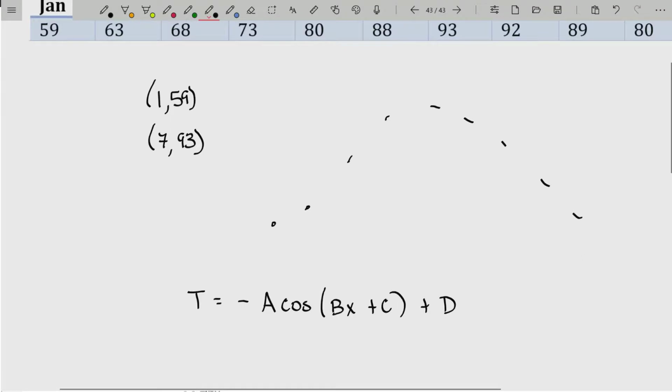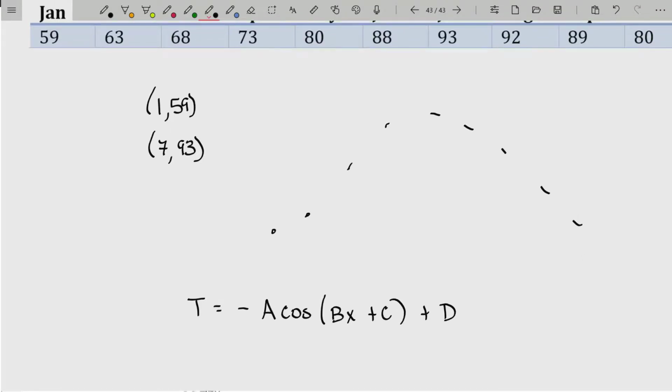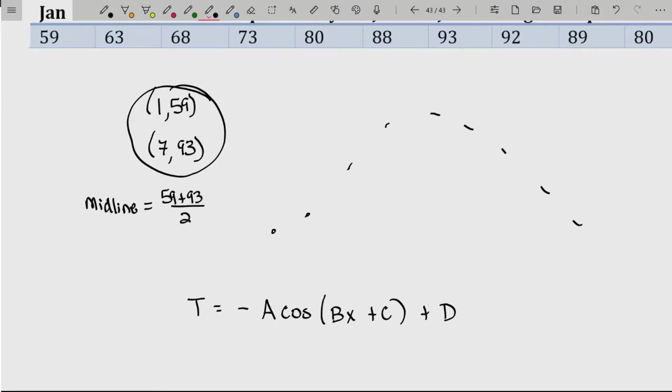And to find out what the amplitude is, we're going to find the midline here and the distance between the highest high to the midline or the lowest low to the midline. It doesn't actually matter. The midline is going to be at the average of 59 and 93. It's basically the halfway point between those two values. So if we compute that, that's going to be 76.